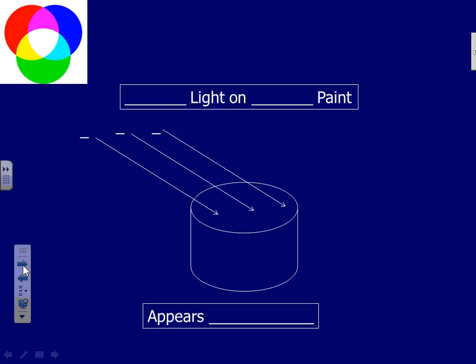Green and blue. So what should the pen top look like? If it's yellow and it reflects red and green, but I'm going to shine blue and green on it, how should the pen look? It should look green. So I'm going to shut this off, and you can turn yours on.